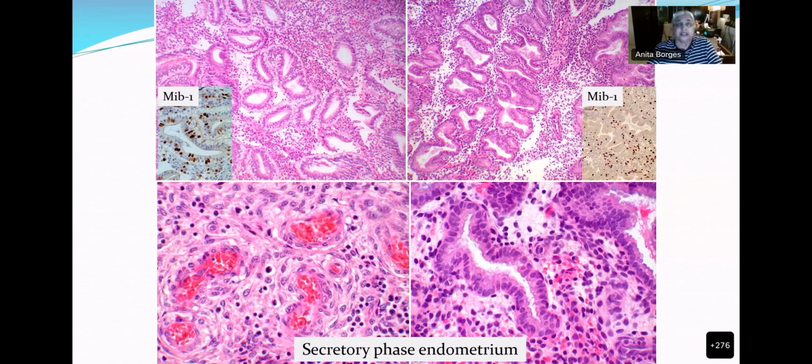And if you want to see what the labeling index is, you can see the clear contrast with what we saw during the proliferative phase. So estrogen promotes proliferation and progesterone promotes differentiation, and this is a differentiated endometrium, well differentiated with the secretory phase secretions. That's why it's called the secretory phase, and of course the spiral arterioles.